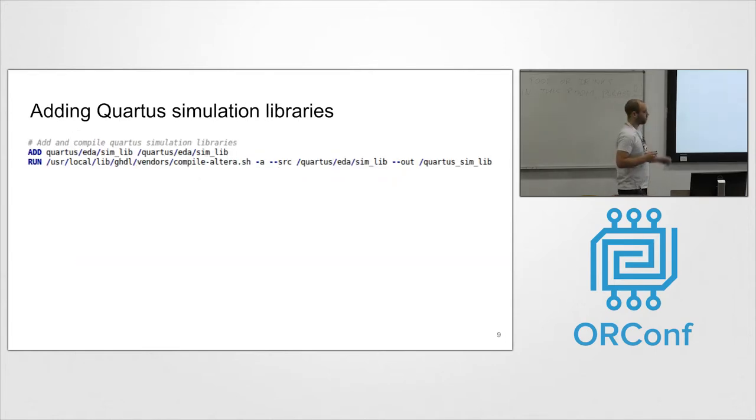So what if you need to run netlist simulations, for example with Quartus? That's what I did. I just copied everything from the simulation libraries from my local installation. I copied everything to my Docker image. I don't know if that's legal, but it works. And then you basically compile all this stuff with GHDL. And that's the last time I have to do that. I'm very happy because actually finding out where this script is was not that simple.